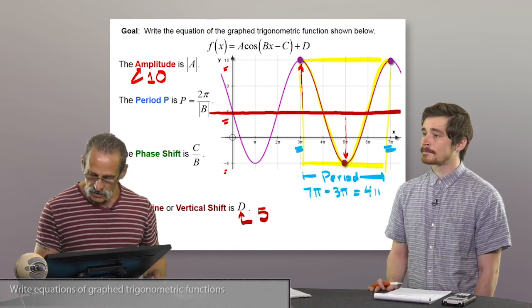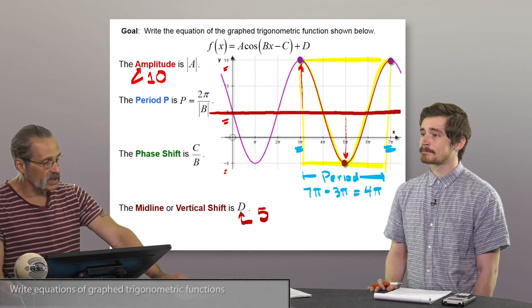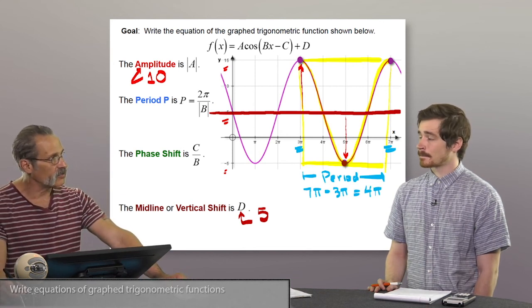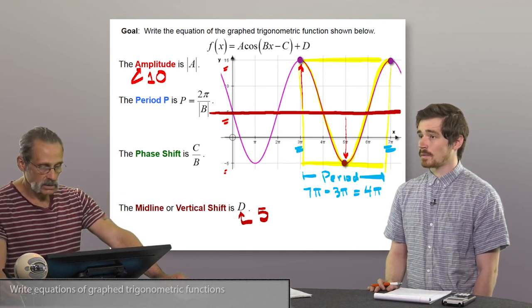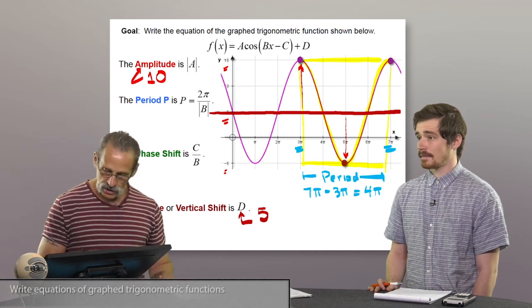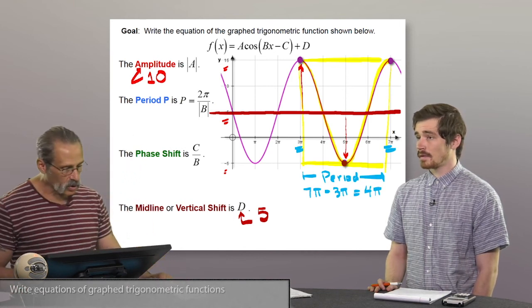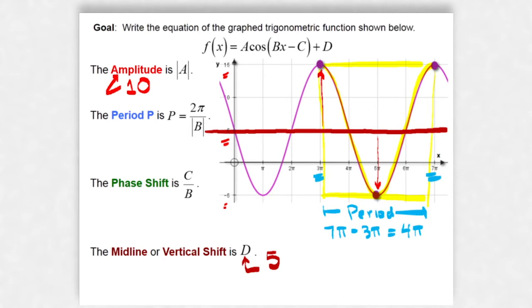Now 4 pi doesn't give us A, B, C, or D, but it does enable us to find which variable? We're trying to find B. Very, very good. So to find the period, all we do is we take 2 pi over B and set it equal to the period, which is? Which is 4 pi. 4 pi. Very, very good.